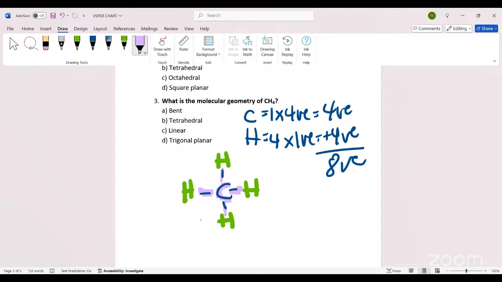Maya, let's do carbon dioxide next. Yes, let's do that one now, because that's going to go into the double bonds.